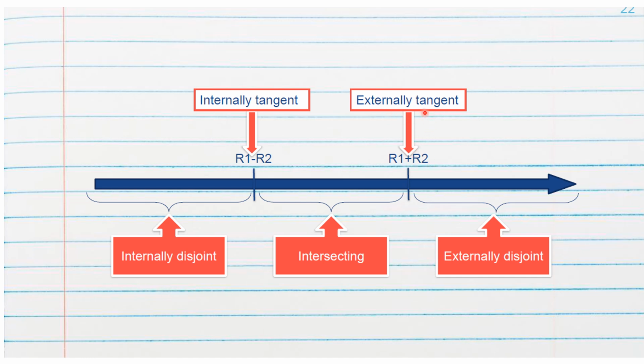If the distance is less than R1 minus R2, these two circles are internally disjoint. If the distance is greater than R1 plus R2, these two circles are externally disjoint. And finally, if the distance is in between R1 minus R2 and R1 plus R2, these two circles will be intersecting circles or secant circles. Please review again these rules and try to understand them well.